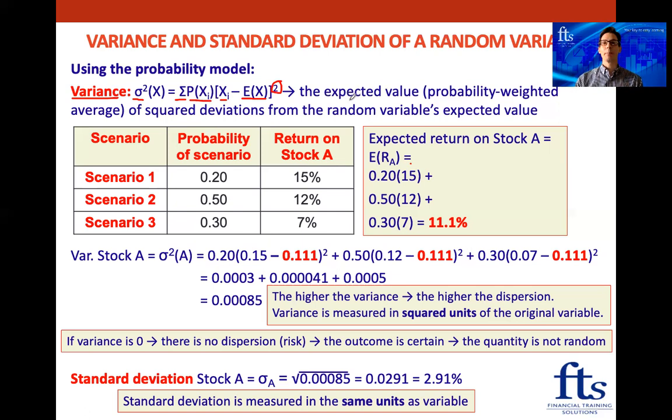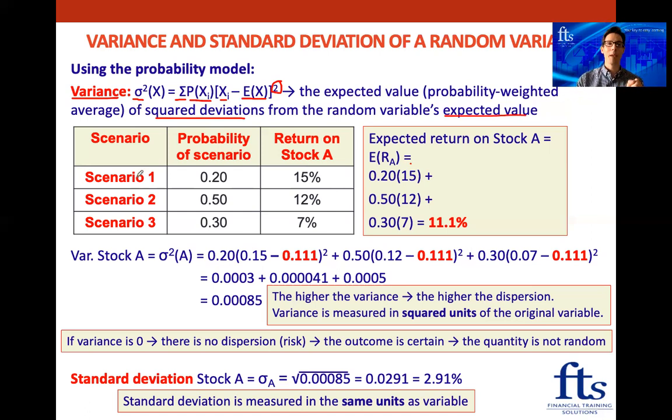So what we've got here is the expected value, or the probability weighted average, of the squared deviations from the random variable's expected value. There's the expected value. We look at the squared deviations from the random variable's expected value. So let's go straight to the example, and we're going to see it's not so bad.